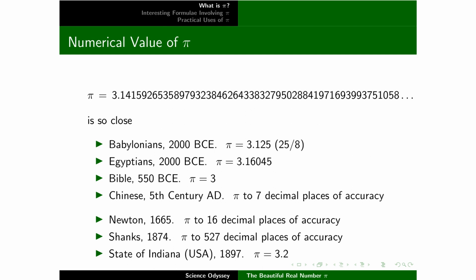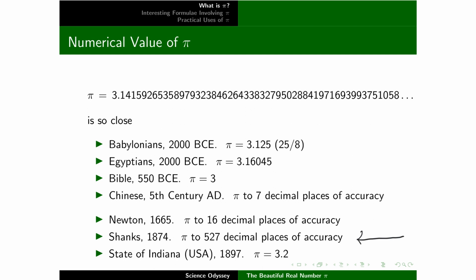So if we go back to 2000 BCE, we had pi. The Babylonians had it as 3.125. The Egyptians had it as 3.16045. And as we go through in time, getting closer and closer to the modern era, we get pi to more and more places of accuracy, like 527 places of accuracy in 1874.